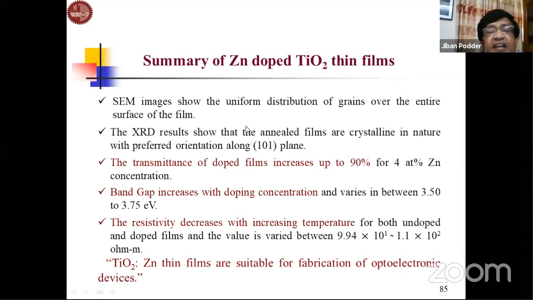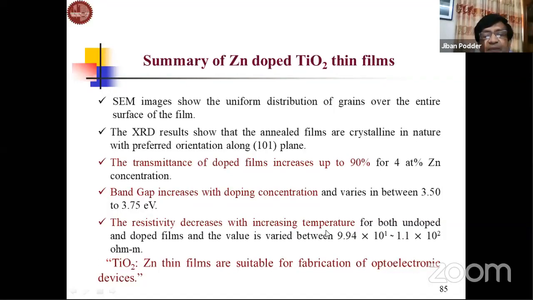SEM images show the uniform distribution of grains over the entire surface of the film. XRD results show the annealed films are crystalline in nature. Obviously, it should be, with the preferred orientation along the 101 plane. Transmittance of doped films increases up to 90% for 4 atomic percent zinc concentration. Band gap increases with the doping concentration and varies between 3.5 electron volt and 3.75.